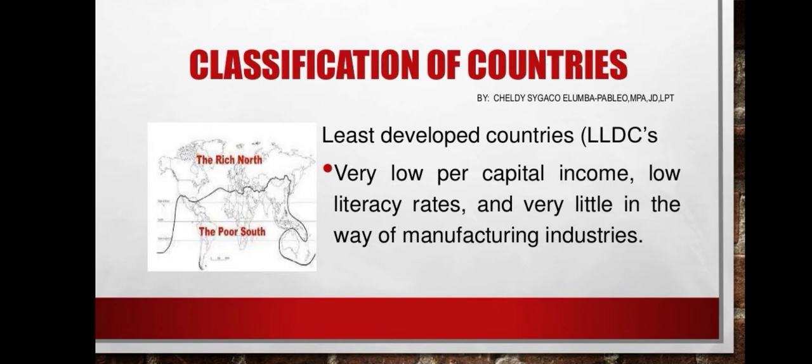And the third one, the least developed countries, have a very low per capita income, low literacy rates, and very little in the way of manufacturing industries. This is another way of saying that they have less education.